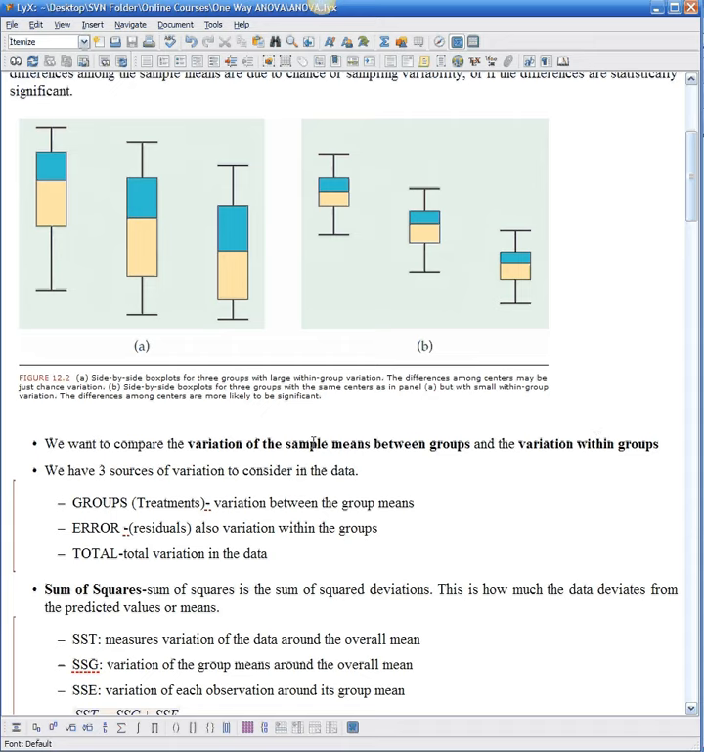Now we have 3 sources of variation to consider in the data. So your groups, or some books call it treatments, is the variation between the group means. So from here to here to here. Now the error, or some books or tables call it residuals, is the variation within the group. So how much variation do I have within a group? So variation in group 1, variation in group 2, variation in group 3. And then total is just the total variation in the data. So here you have everyone in the population, or all 3 populations.